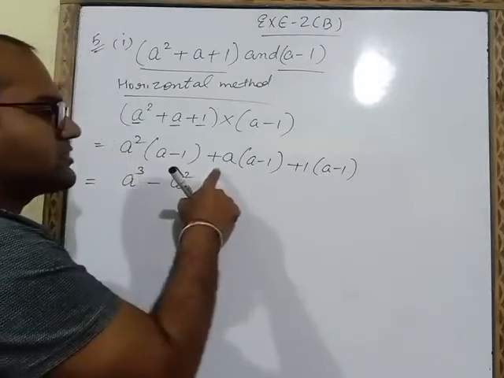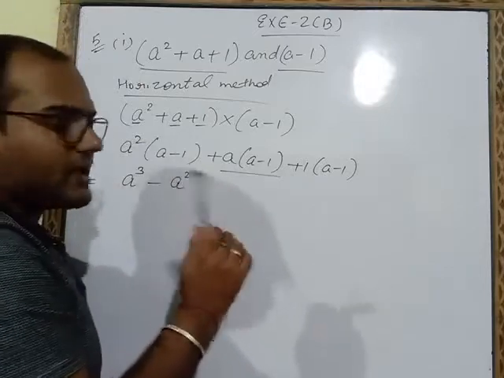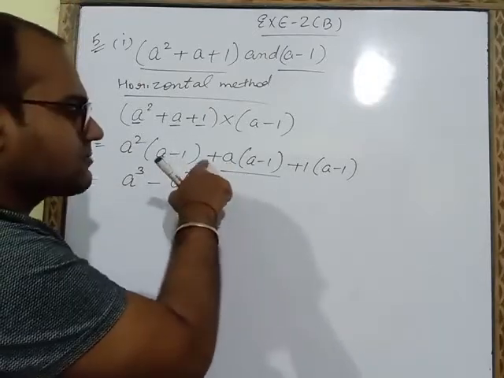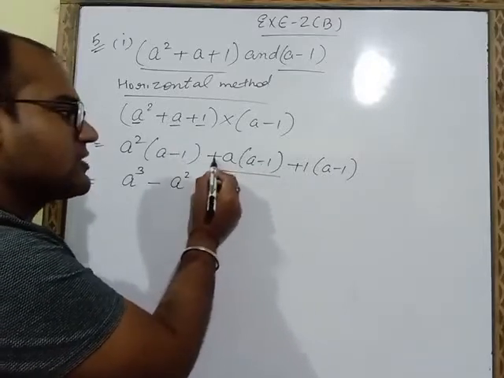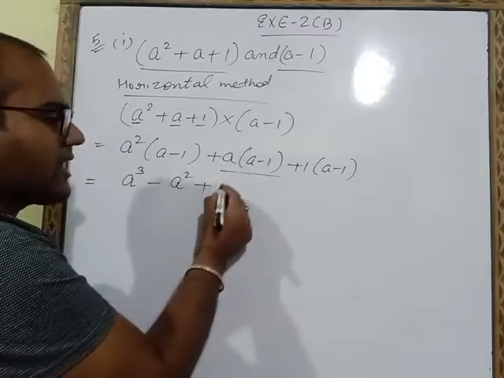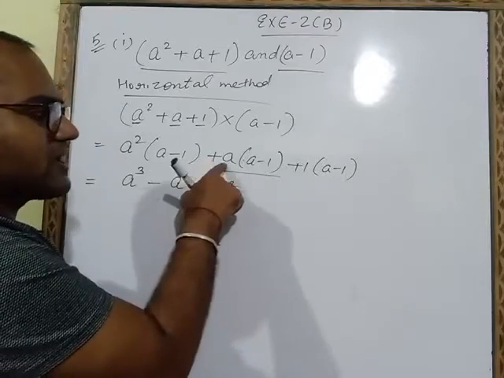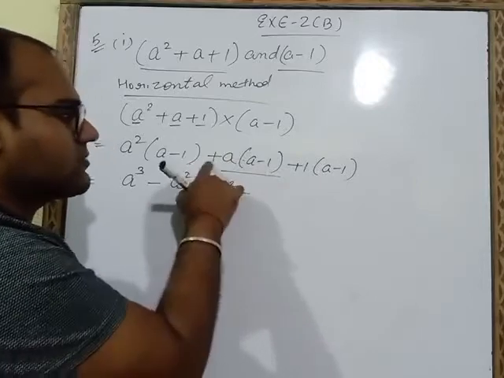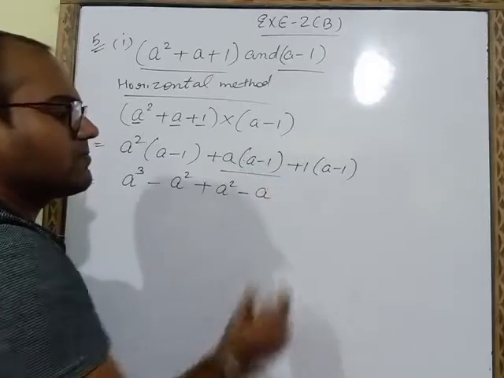Now we will come to this multiplication term. First of all we have to multiply the signs. On the left of a, a plus sign is there. Plus multiplied by plus, here no sign is given, that means it is also plus. Plus multiplied by plus is plus. Now a multiplied by a will be a square. Again we will multiply this plus a with minus 1. Plus multiplied by minus is minus. a multiplied by 1 will be a.